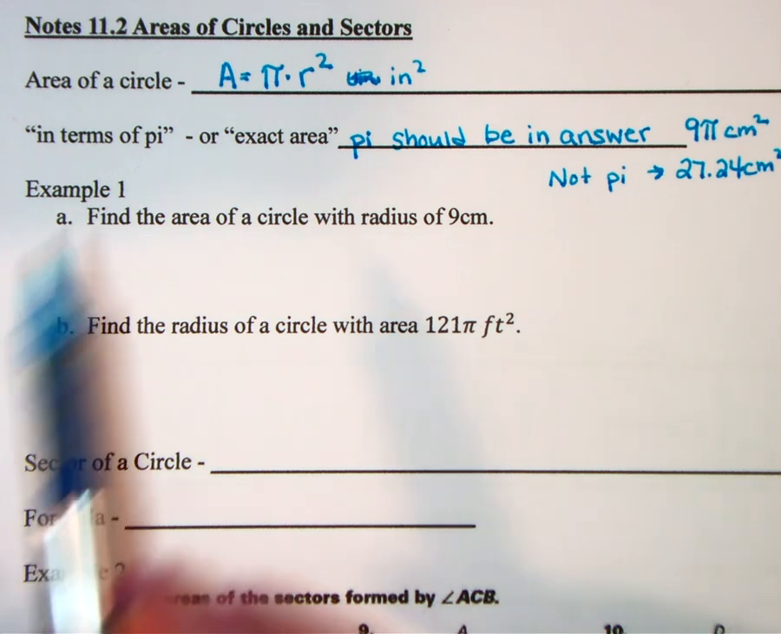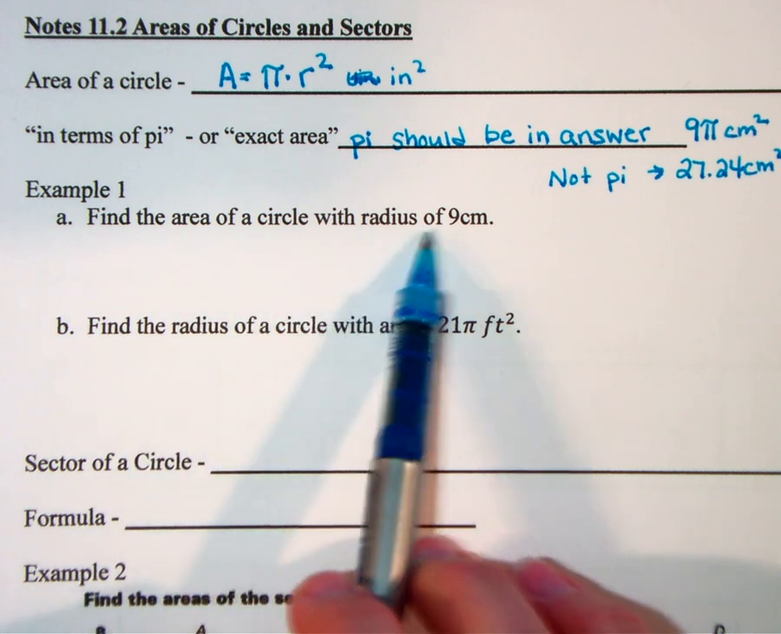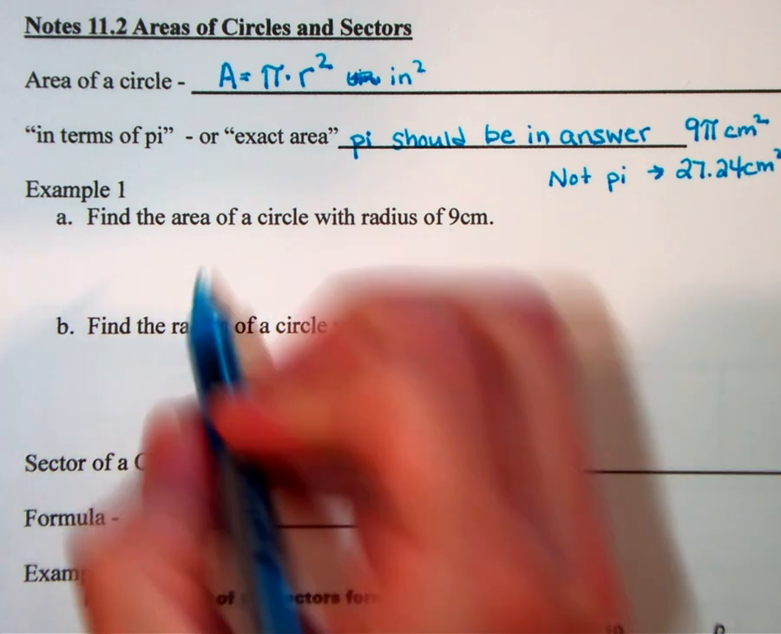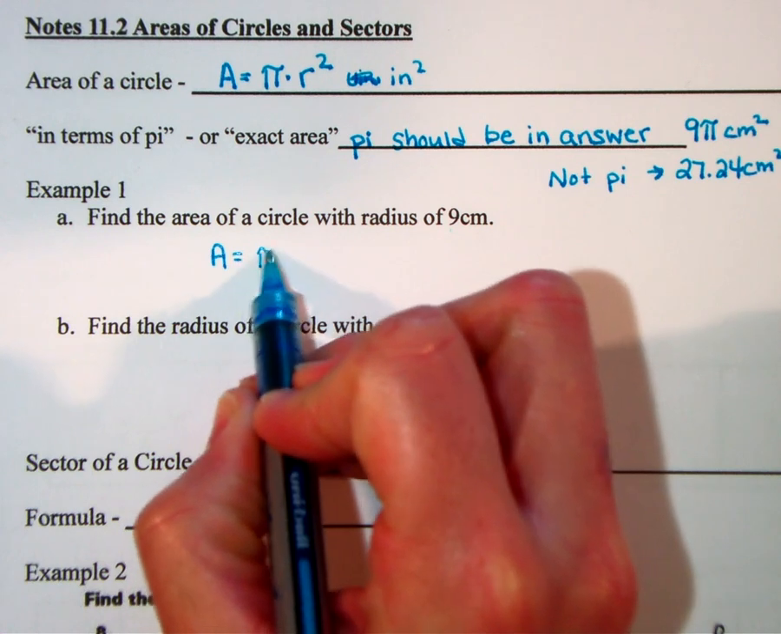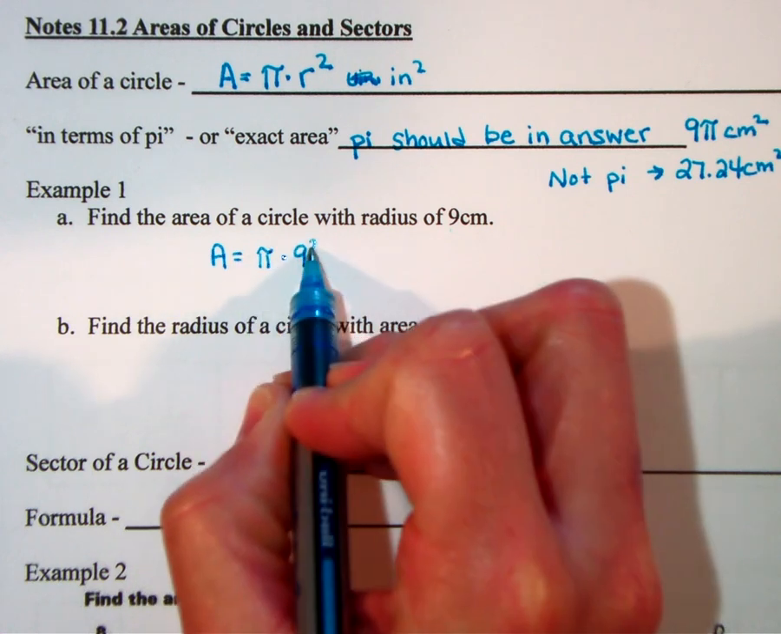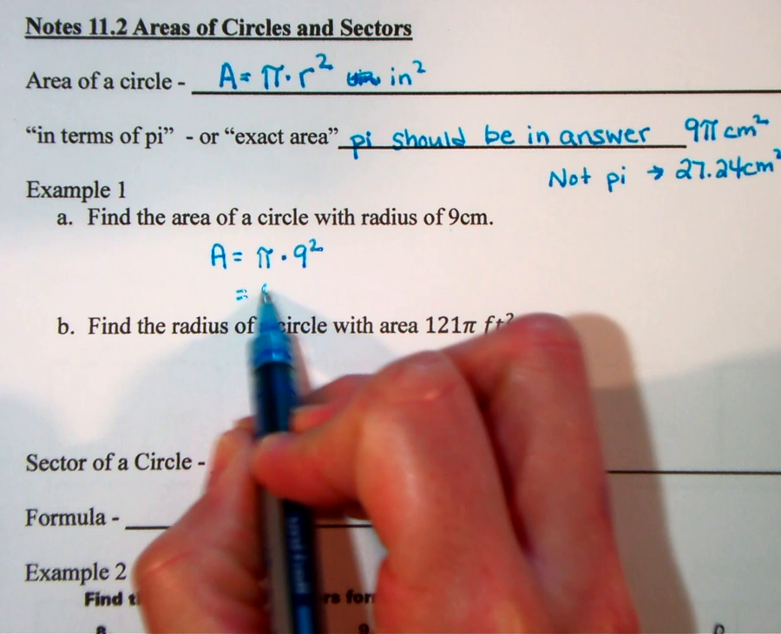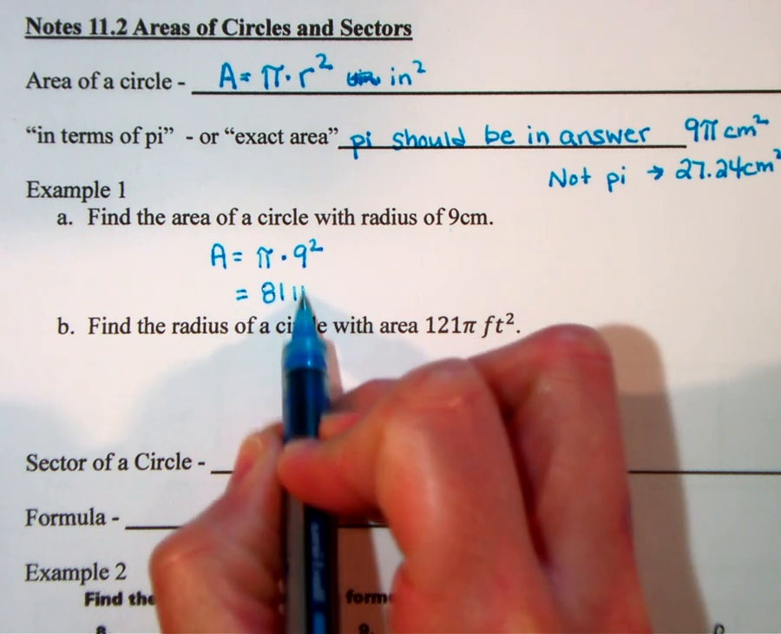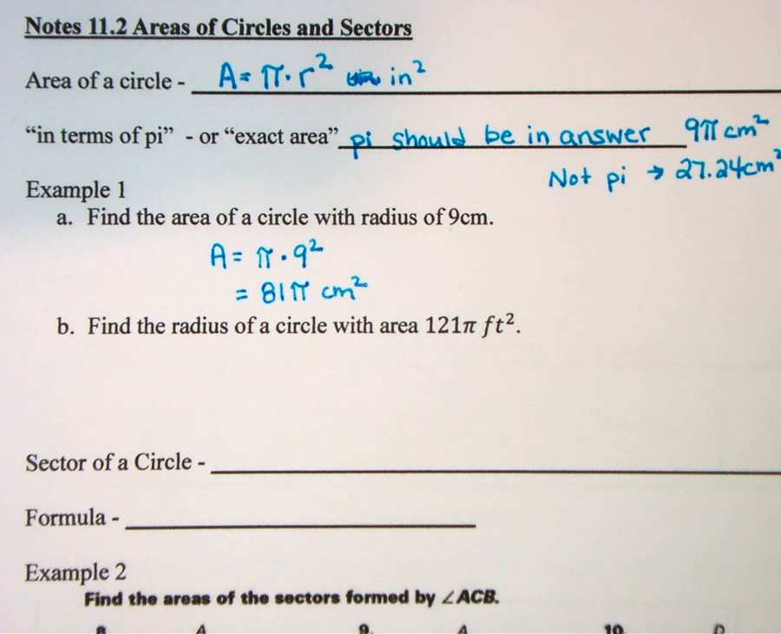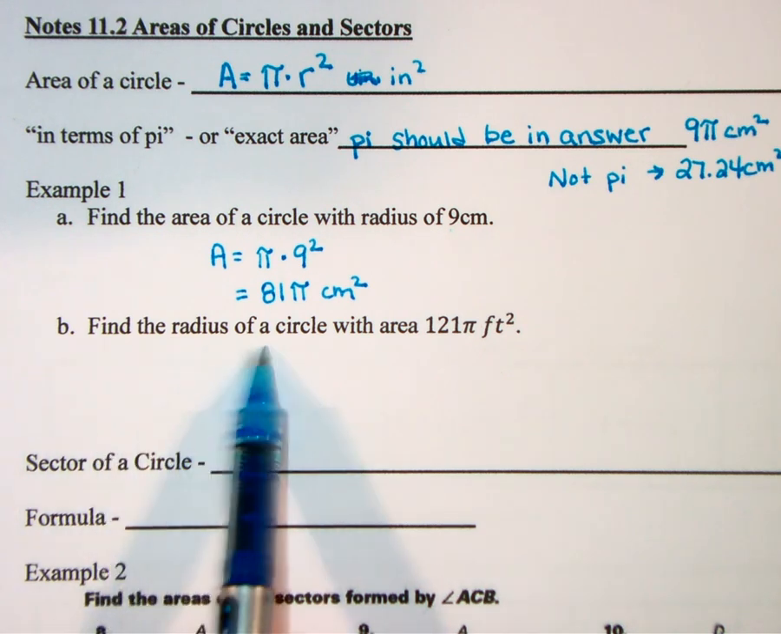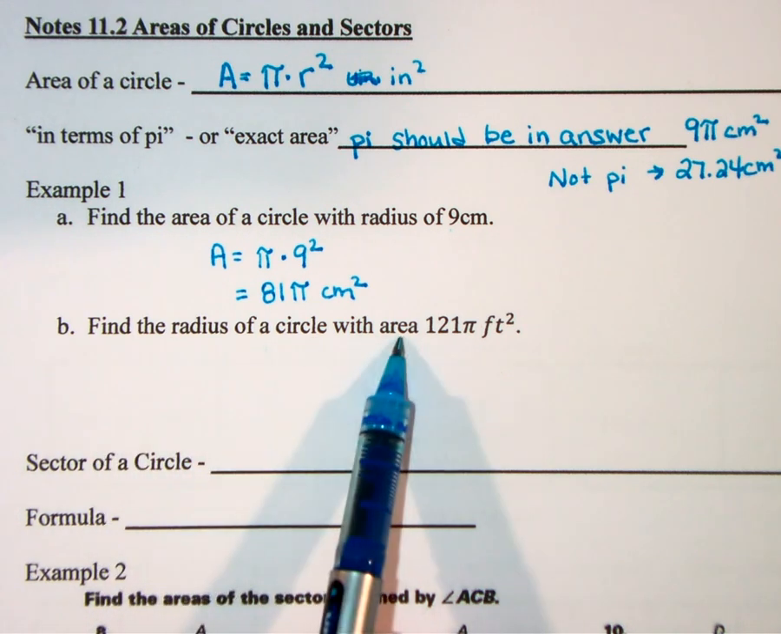All right. So this one says, find the area of a circle with a radius 9 centimeters. So our area would be pi times 9 squared. So that's 81. So our exact answer would be 81 pi centimeters squared. Okay, pretty straightforward. So a lot of times we deal with area prior to getting to high school, so that might seem familiar. Okay, so this one says find the radius if the area is 121 pi.